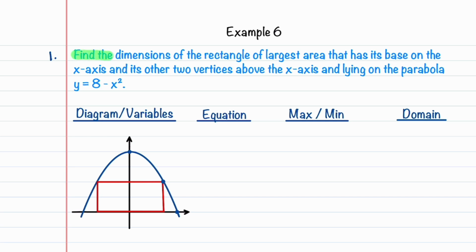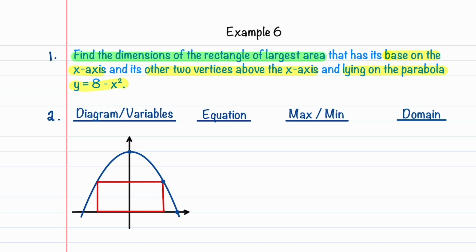We want to find the dimensions of the rectangle of largest area that has its base on the x-axis and its other two vertices above the x-axis and lie on the parabola y is equal to 8 minus x squared.